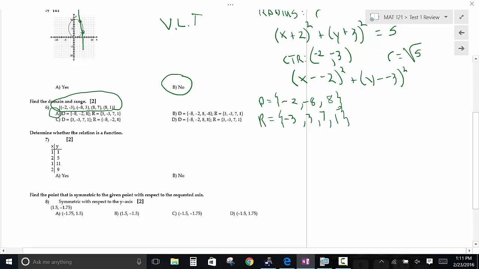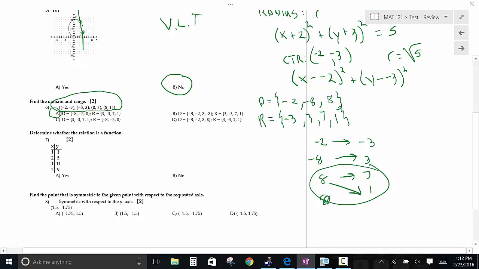Now let me ask a question on this too, because a lot of times I like to ask this as well: what if I ask you if that's a function or not? If you looked at the points, you would have negative 2 mapping to negative 3, then negative 8 mapping to positive 3, and 8 would map to 7. But notice also that this 8 would map to 1. Is that a function? No. How do you know?